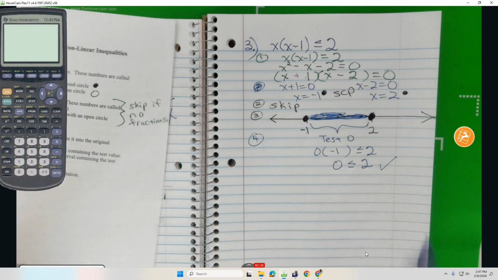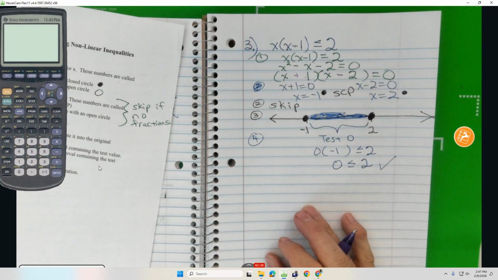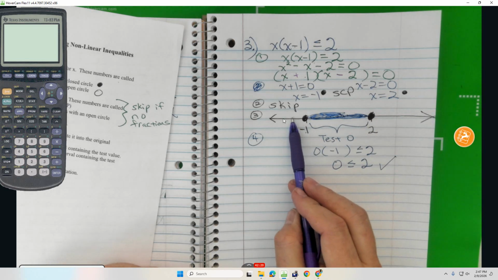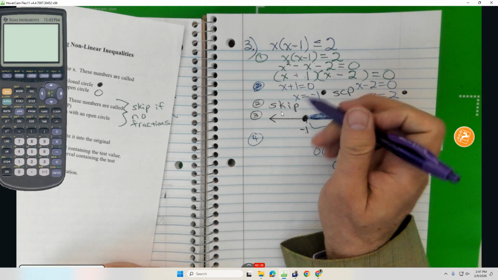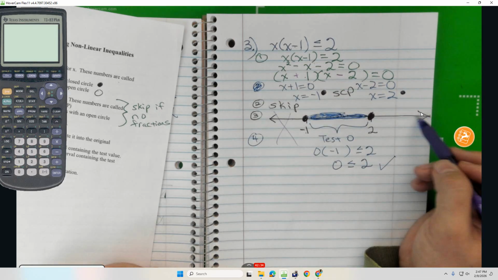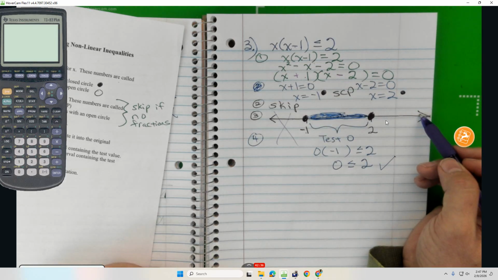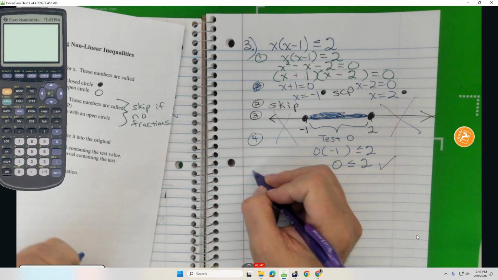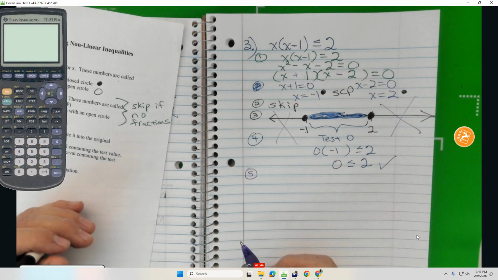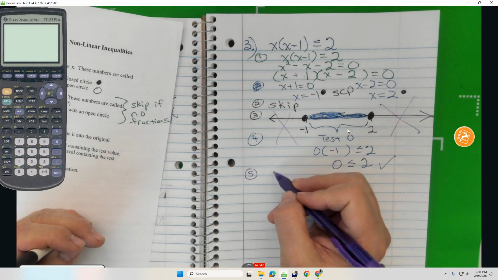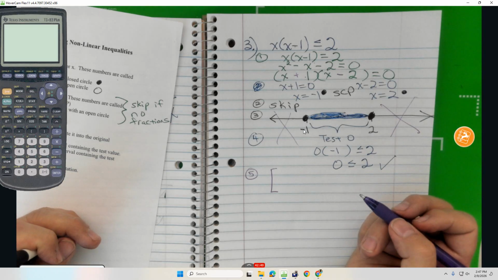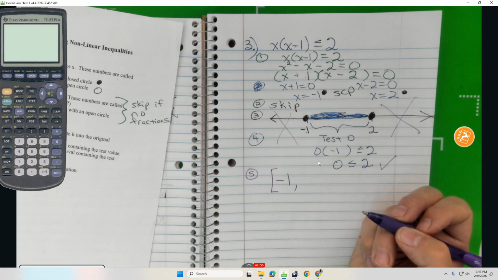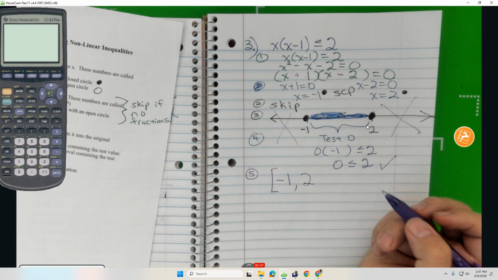Step number 5, call out the rest. So, if it's true here, if I'd tested -2 over here, what would have happened? You'd cross it out. Suppose we had tested 3 or 30 over here, what would happen? Shade or cross out? Cross out. 5th and final step, call it out as if you were typing it. What would you type first? Bracket, and then, not 0, -1, comma, 2, and what goes after the 2?